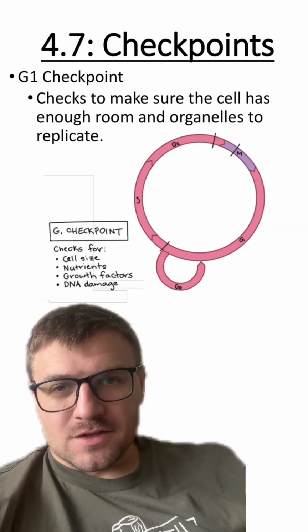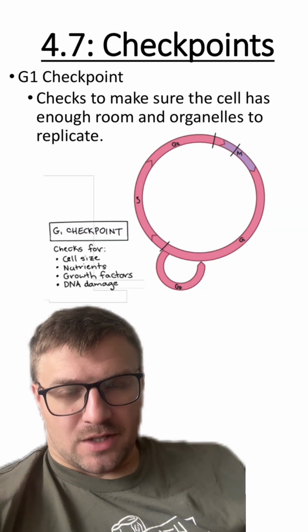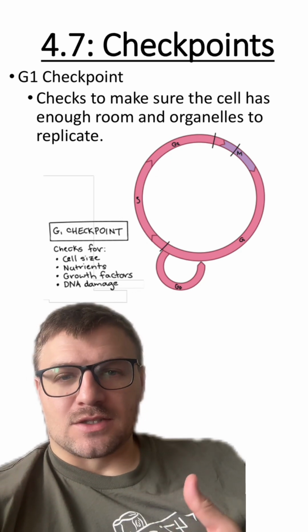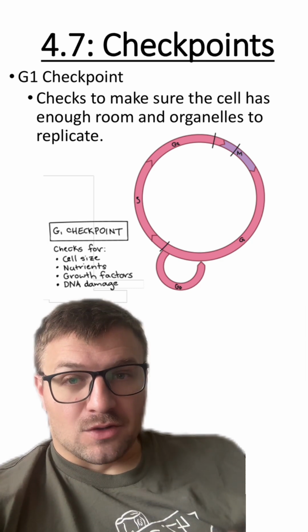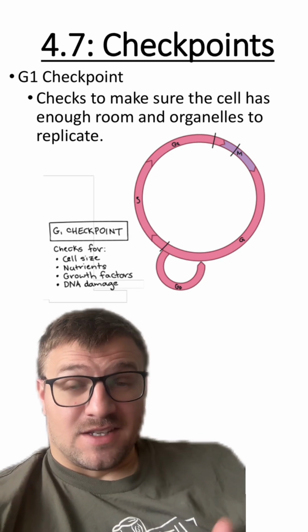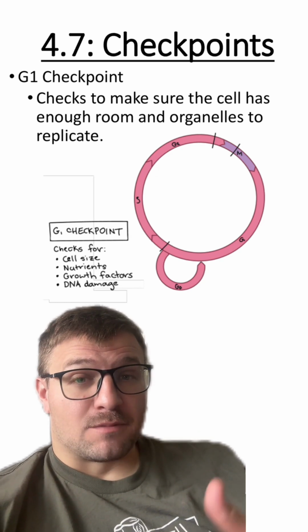Now, our first main checkpoint is going to be the G1 checkpoint. And the cell is going to use proteins to check to make sure there's just enough room within the cell and enough organelles to replicate. Again, if these conditions aren't met, it's going to try to fix them before moving on.